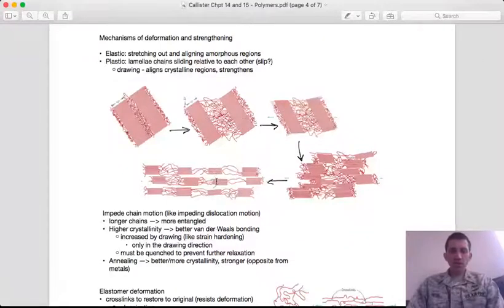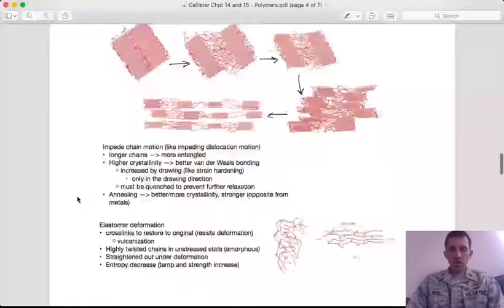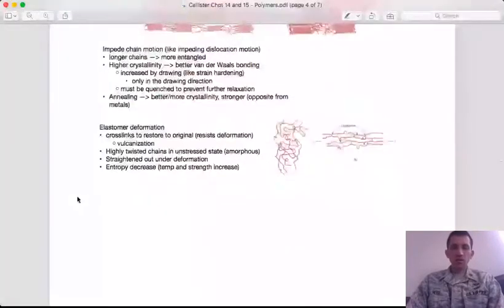It would also weaken the material in the transverse direction, because there's basically nothing holding these together besides maybe one set of van der Waals forces, and even then the distance is probably larger, and that force falls off with distance rather rapidly, right? So there's very little holding it together in the transverse direction, and quite a bit resisting further deformation in the longitudinal direction. And so this drawing, this aligning of crystalline regions, greatly strengthens the material along that direction, which is very useful for forming a synthetic fiber.